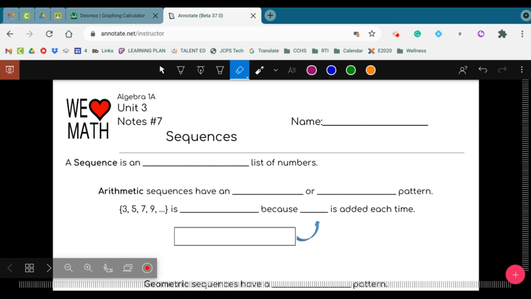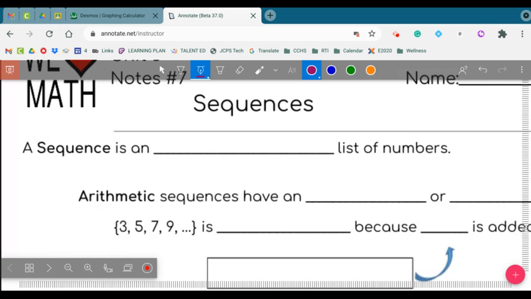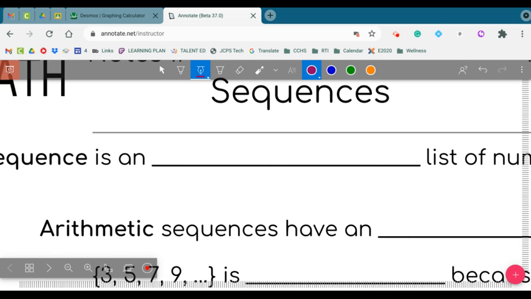Okay, today we're going to start Unit 3, Notes number 7, which is going over sequences. With sequences, we're going to have a list of numbers that follow a specific pattern. So first, let's go over some definitions. A sequence is an ordered list of numbers. What it means by ordered is there's going to be a pattern.